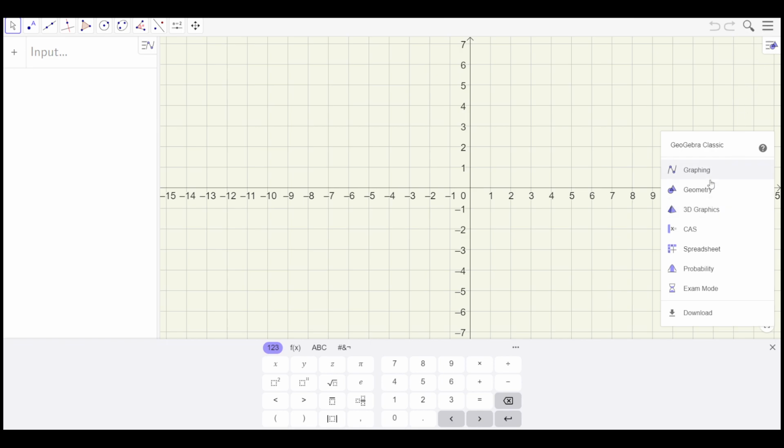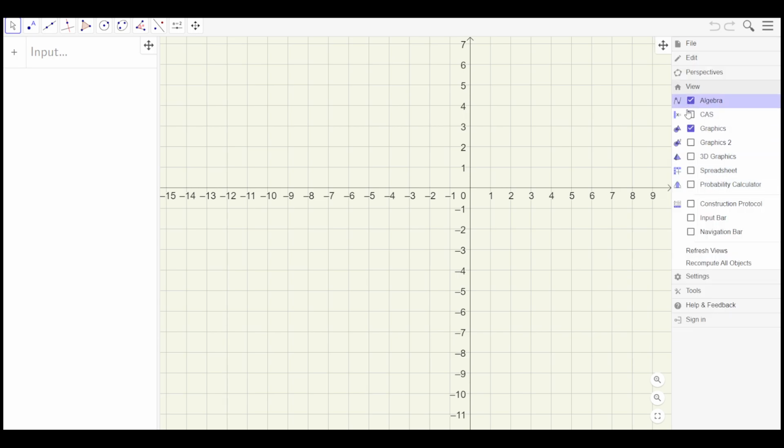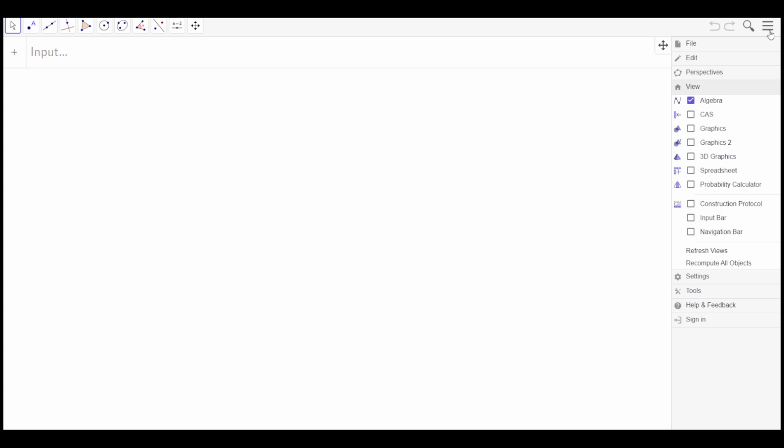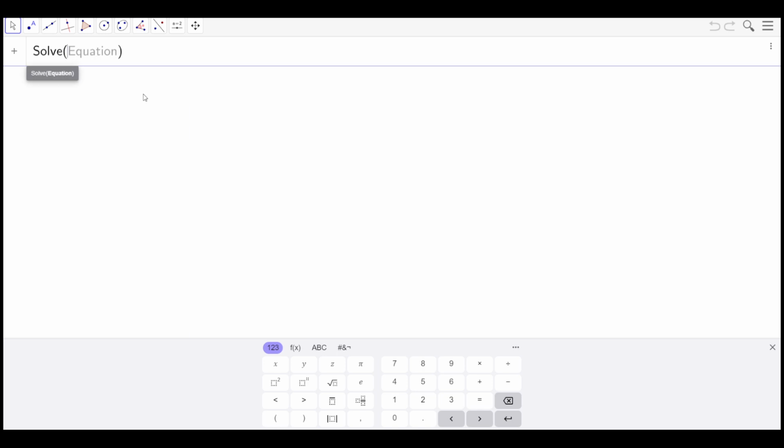So let me go to GeoGebra, and we don't need a lot of graphic views, so let me take graphic views off so we have a better plane here. What we have to do, I start typing solve. Yes, this is my solve, and then I have solve equation. Okay, I type that equation I gave you there.